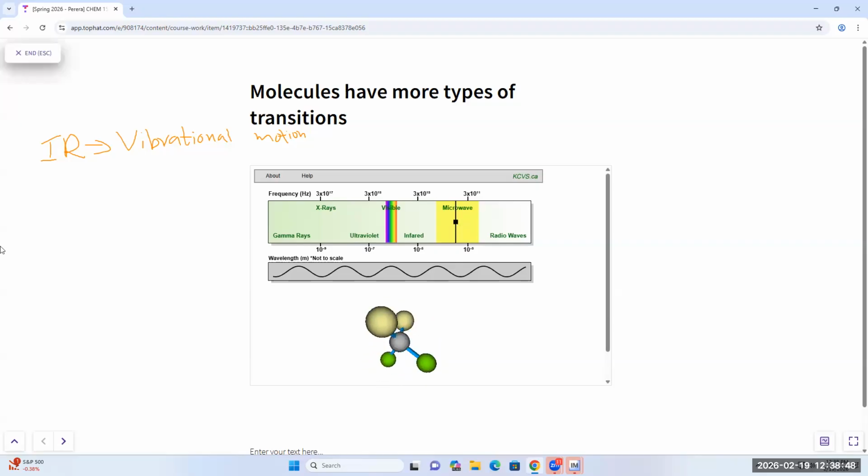Let's write that down. Microwave, lesser energy now. I want to stick with this. Microwave radiation induces rotational motion.